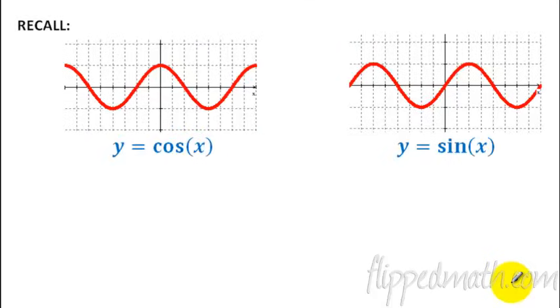All right, let's recall some things. The first one is, last lesson we learned about a cosine graph. It starts with a maximum, and then after one period it would be back at a maximum, or if you went one period to the left, you would have a maximum there. And then halfway through the period would be your minimum.